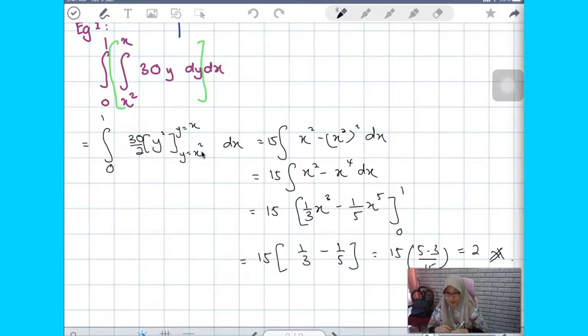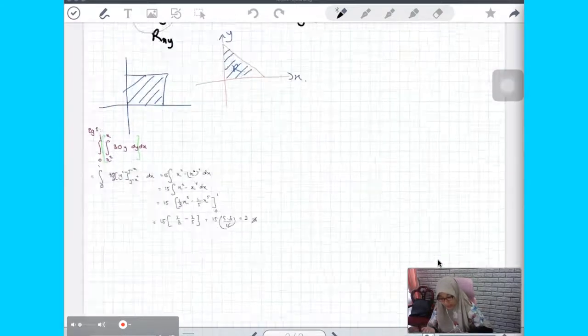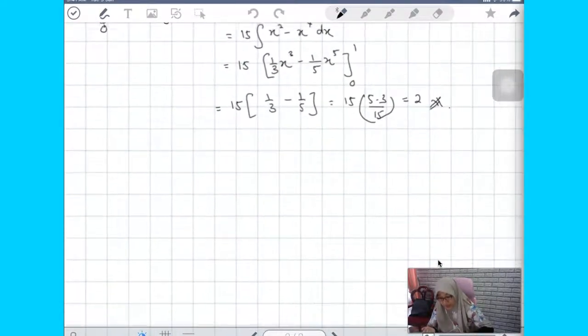Now let's say you want to change the order of integration. By changing the order of integration, as we did for the rectangular before this, the answer should be the same. Even though you change the order, without changing the integrand and also the region, you have the same shape of the region, so your final solution should be the same. So we are expecting that the answer will also be 2.